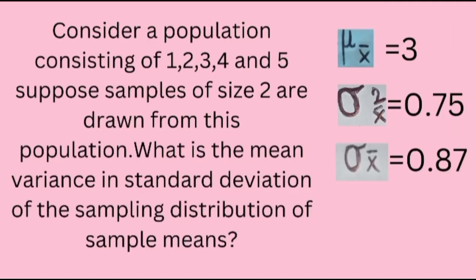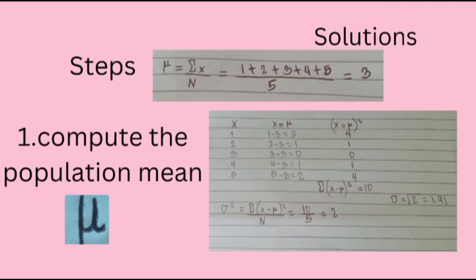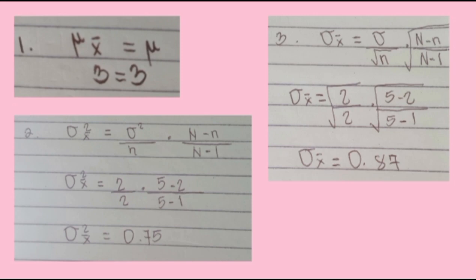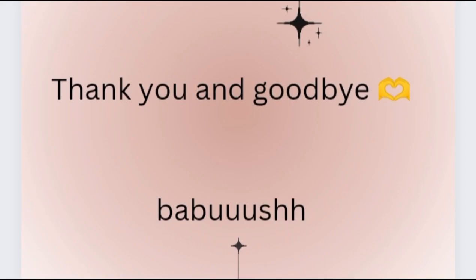So consider a population consisting of 1, 2, 3, 4, and 5. Suppose a sample size of 2 is drawn from this population. What is the mean, variance, and standard deviation of the sampling distribution of the sample mean? So here, compute the population mean. So once again, this is finding the mean and the variance of the sampling distribution of the sample mean.